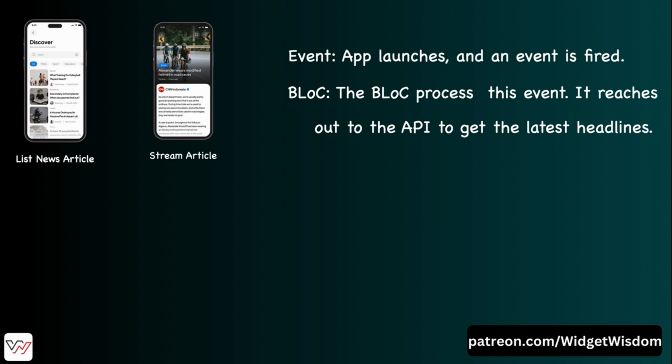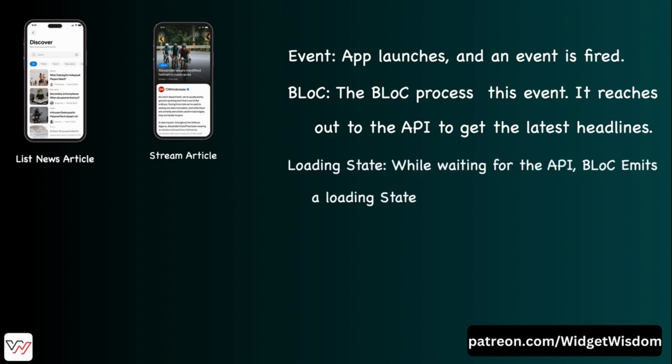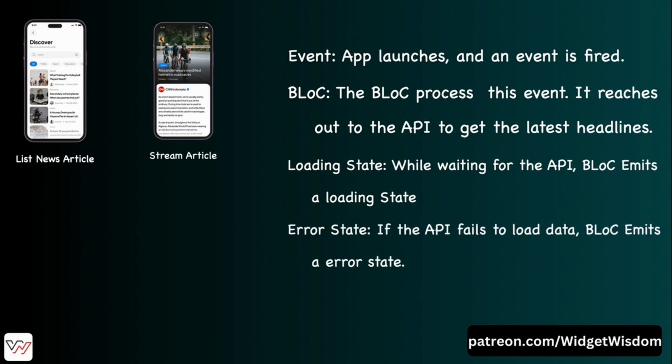Now let's talk about the state. For this single API, we need to manage three states. First one is the loading state. While waiting for the API, the Bloc emits a loading state and the UI shows a loading indicator. Then we have the success state. When the API responds with news articles, the Bloc emits a success state and the UI displays the list of articles. And then we have the error state. If the API fails, or let's say your device is not connected to the internet, the Bloc emits an error state and the UI shows an error message like failed to load news. The cool thing about this pattern is that you are completely separating what the app does from what the app shows, and it keeps everything clean and easy to manage.